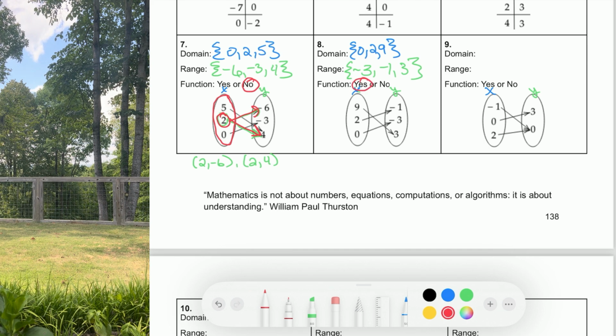Next one. Our domain, we have -1, 0, 2. Our range is 0, 3. Do any of our x's have more than one arrow attached to it? No, they all only have a single arrow. So this is a function.